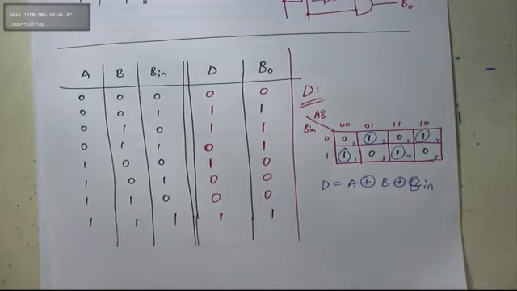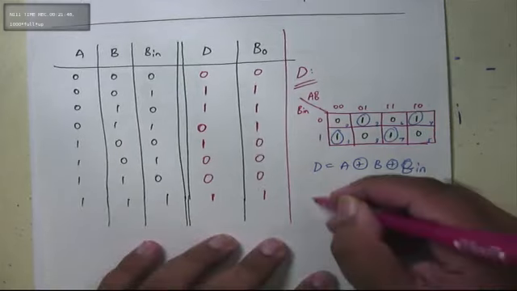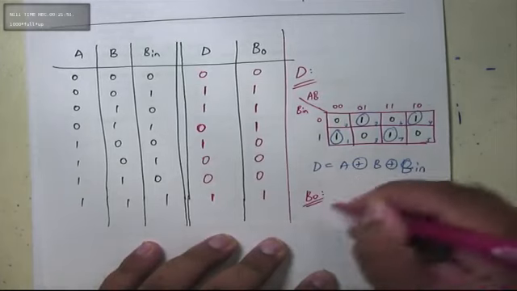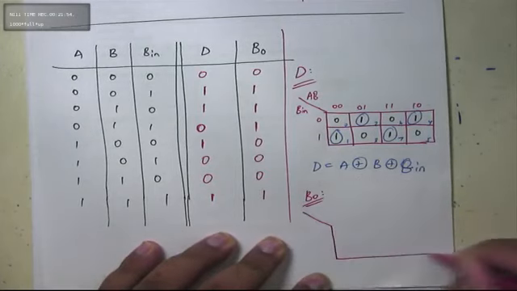Okay. Right. Now, let's now look at the borrow out. Another Kano map.